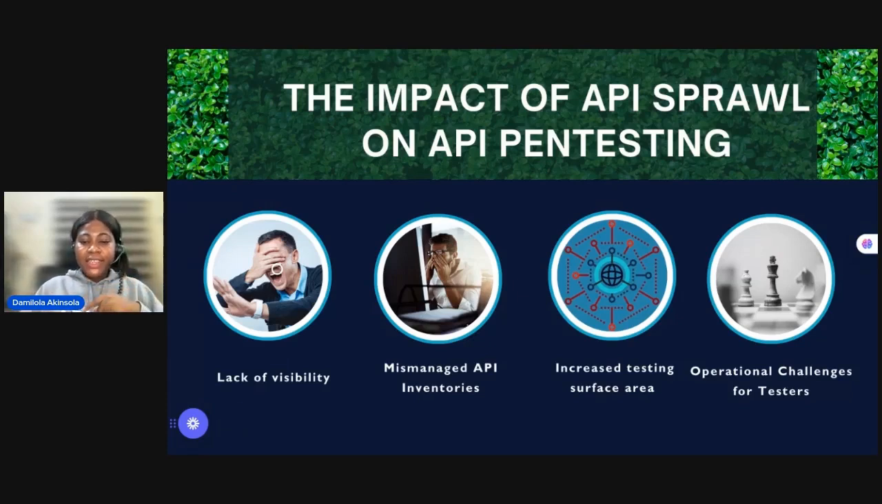Now, increased testing surface area. I think this pretty much explains itself. The more APIs you have, the more your attack vectors increase. Each API that you're developing comes with its own unique vulnerabilities. They could have broken authentication, BOLA, security misconfiguration, what have you. So the more APIs you're adding to your application or inventory, the more attack surfaces you're opening.